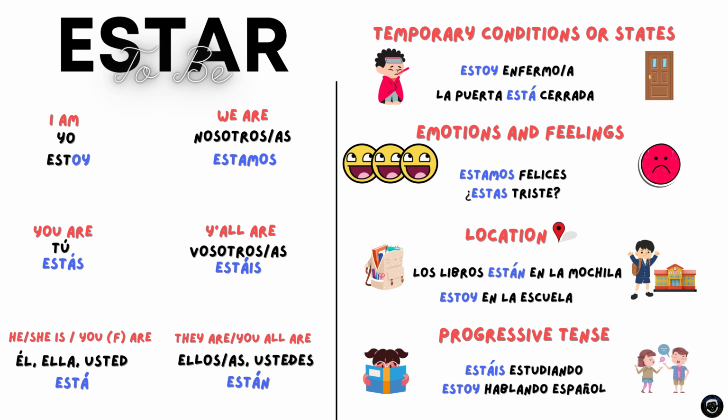Here are the conjugations of the verb estar and when to use it. This is all you need to know. Remember, if you're describing more permanent characteristics or essential qualities, you will use the verb ser instead.